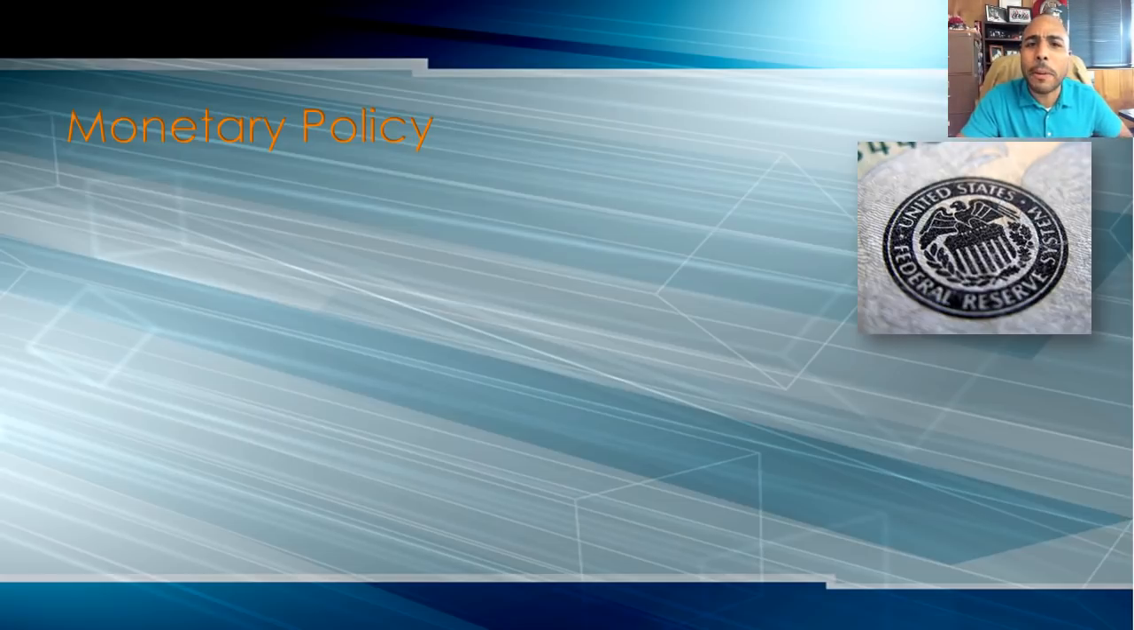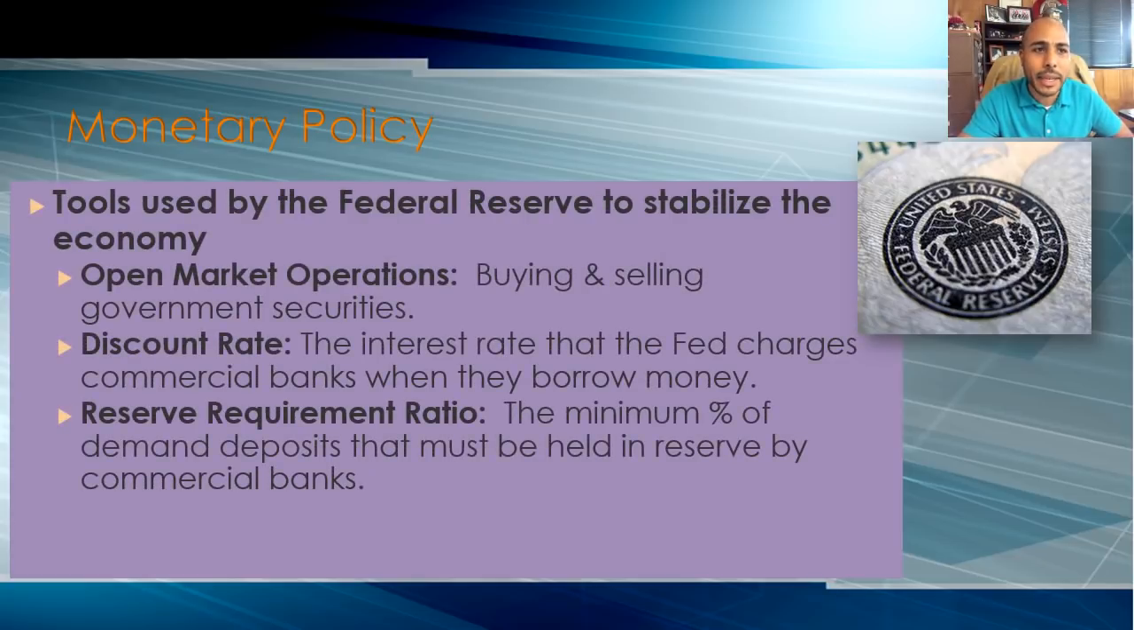Okay, so monetary policy. Remember, this is what the Fed Open Market Committee does to try to stabilize the economy. So the tools that the Fed can use to stabilize the economy are, first of all, open market operations. That involves buying and selling government securities, aka bonds. There's also the discount rate. Remember, the discount rate is the interest rate that the Fed charges commercial banks when they want to borrow money from the Fed. And then last up is the reserve requirement ratio.